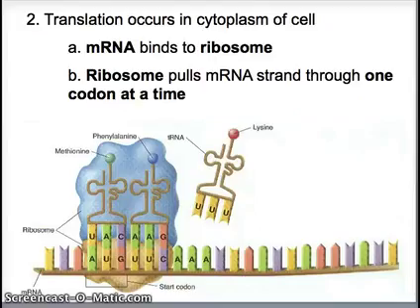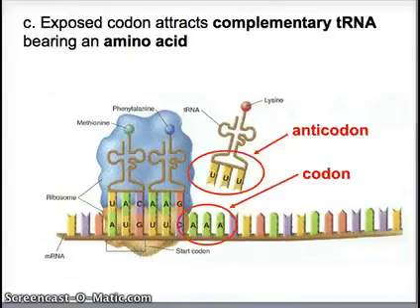So translation occurs in the cytoplasm of the cell, and the messenger RNA first has to bind to the ribosome. The ribosome pulls the messenger RNA strand through one codon at a time. As you can see, it gets fed through like a ticker tape. And as the messenger RNA goes through the ribosome right here, tRNAs meet and base pair. Here's our anticodon and codon. The exposed codons along the way attract complementary tRNAs bearing an amino acid.